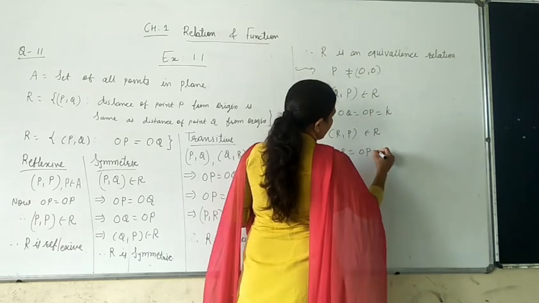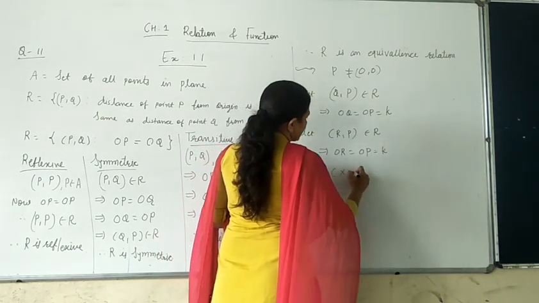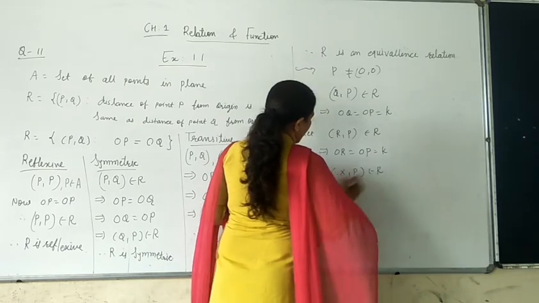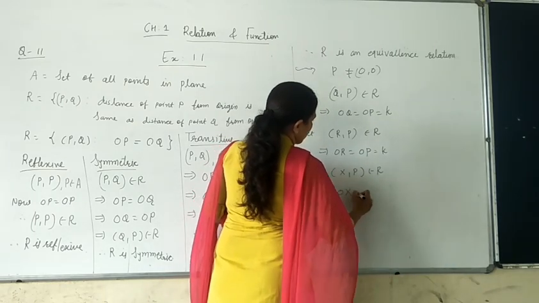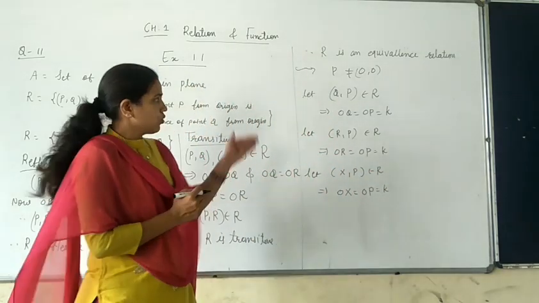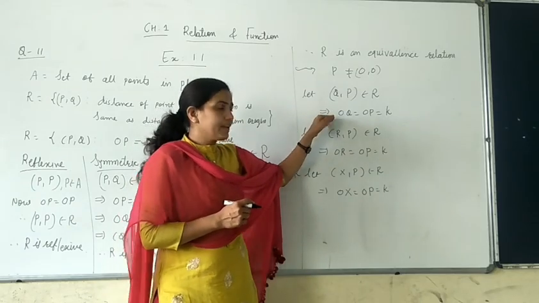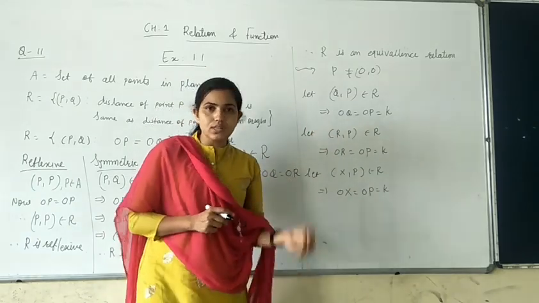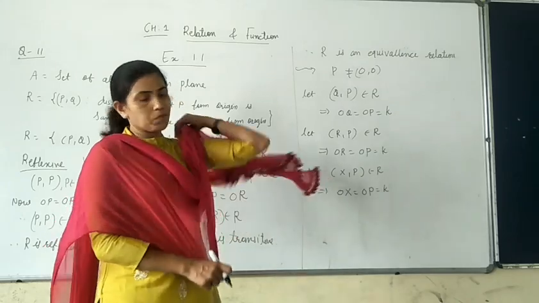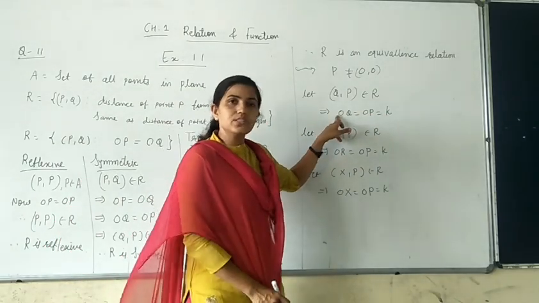But what is OP? Let any other point X belong to R. Then what is the meaning of that? OX is equal to OP is equal to K. So what we are finding here, students, is that this indicates a fixed distance from a fixed point. Here the fixed distance is K and the fixed point is O.